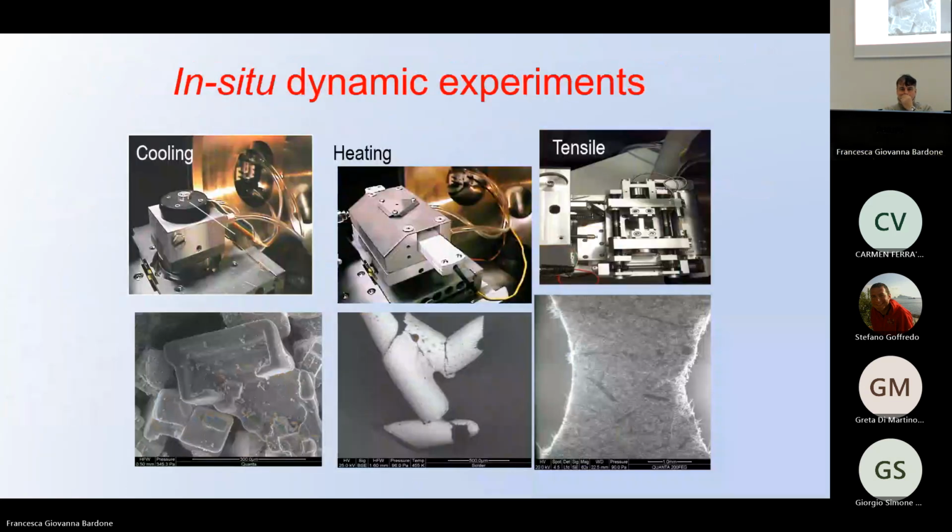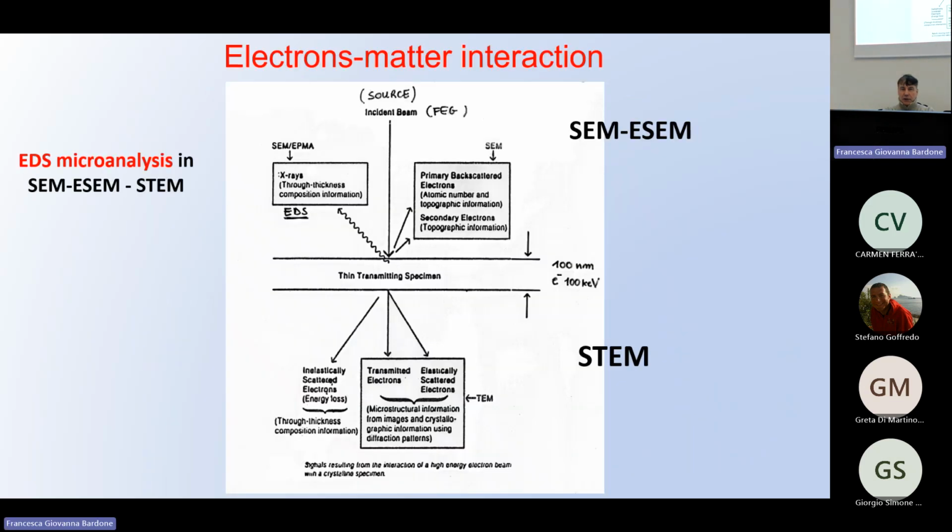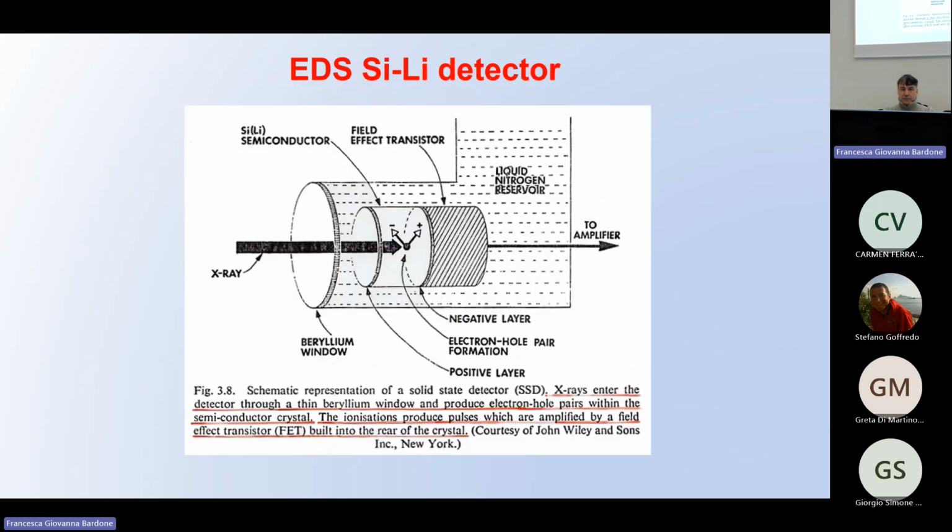Probably I just want to skip to the other one. As I said before, since you don't have to prepare your specimen in any way, you don't have to coat, you can do a lot of in situ dynamic experiments. We can discuss this later. You can apply mechanical force, you can cool, you can heat, and see what happens to the material. X-ray microanalysis. Okay, this last part.